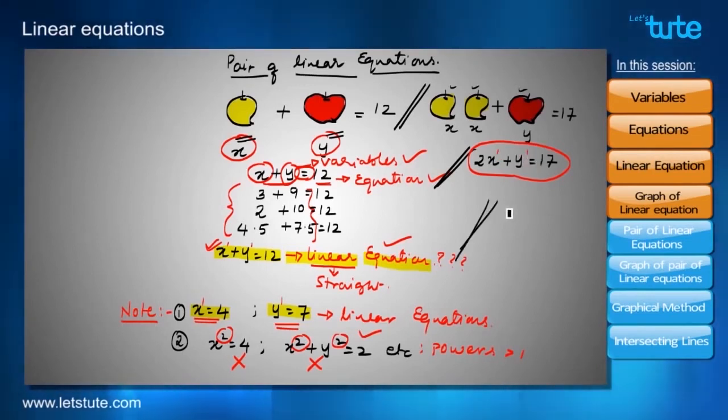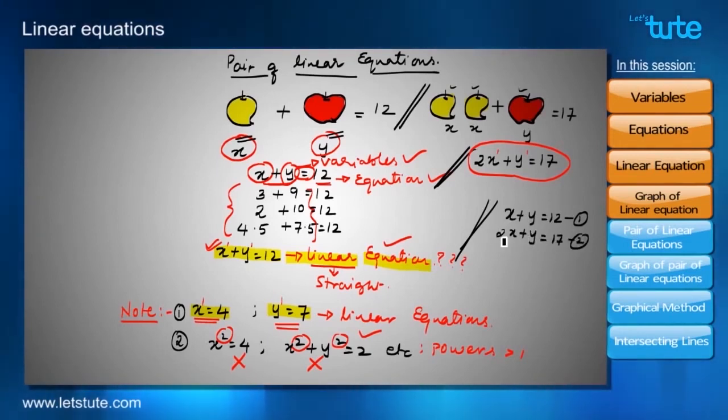So for finding the value of x and y, we have to deal with 2 equations. One is x plus y equals 12 and second is 2x plus y equals 17. Since we are dealing with 2 linear equations, we can say that we are dealing with a pair of linear equations.